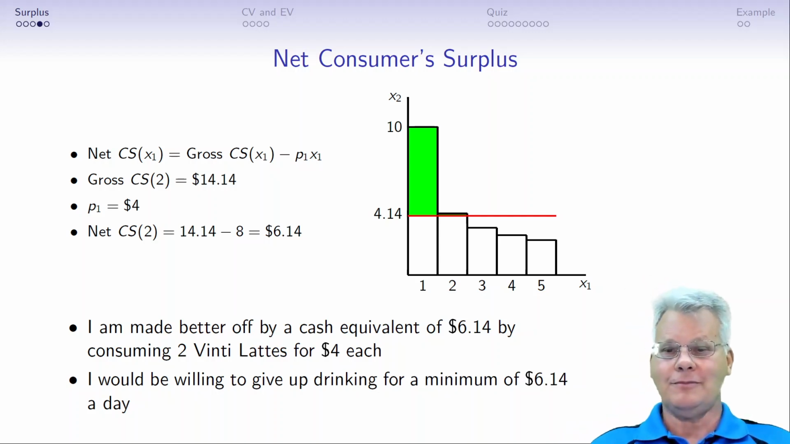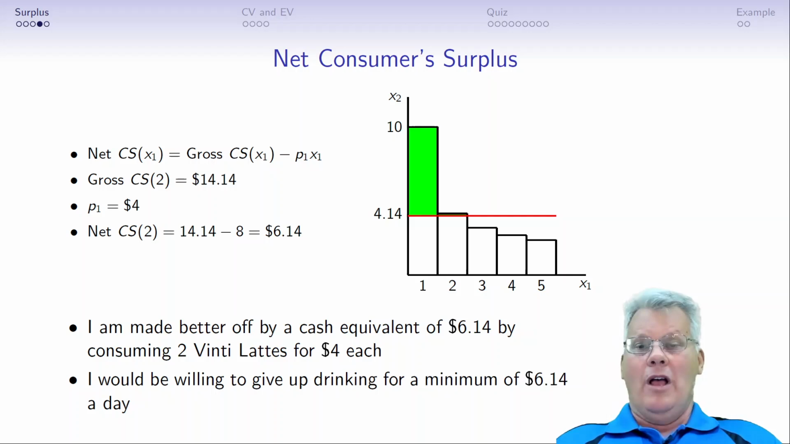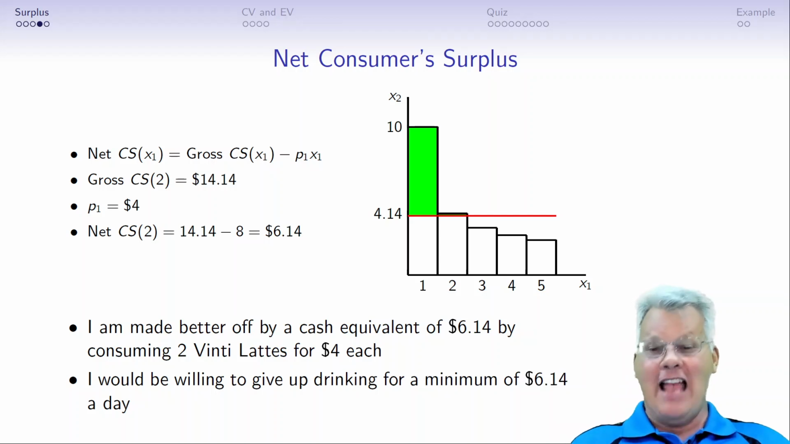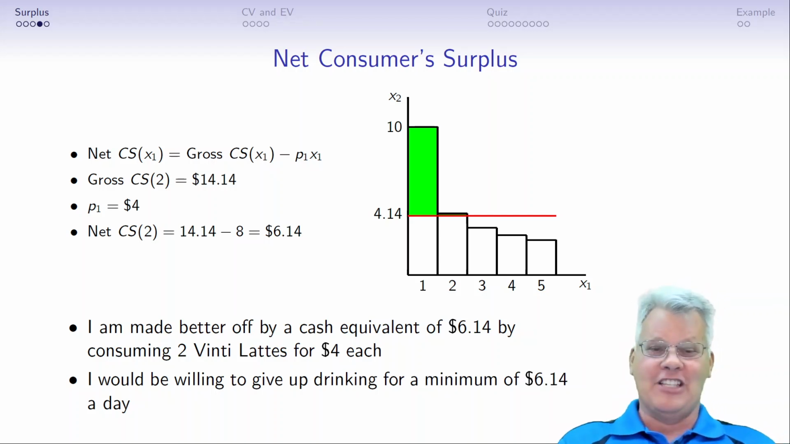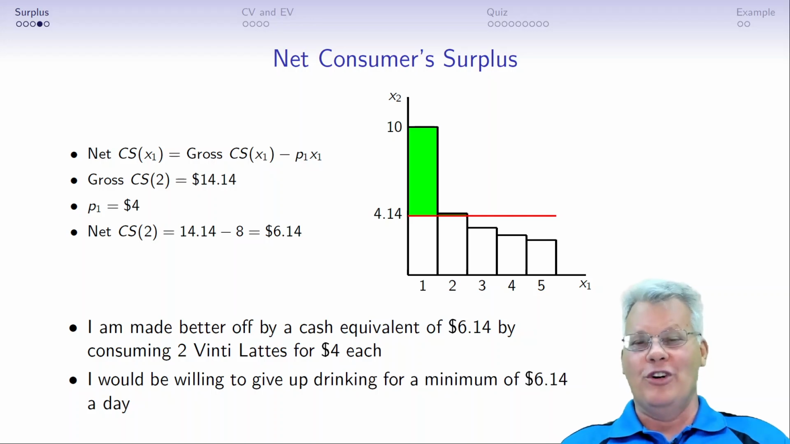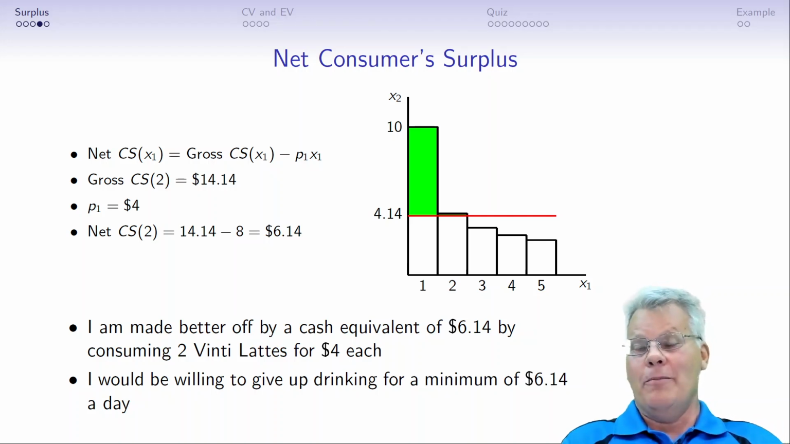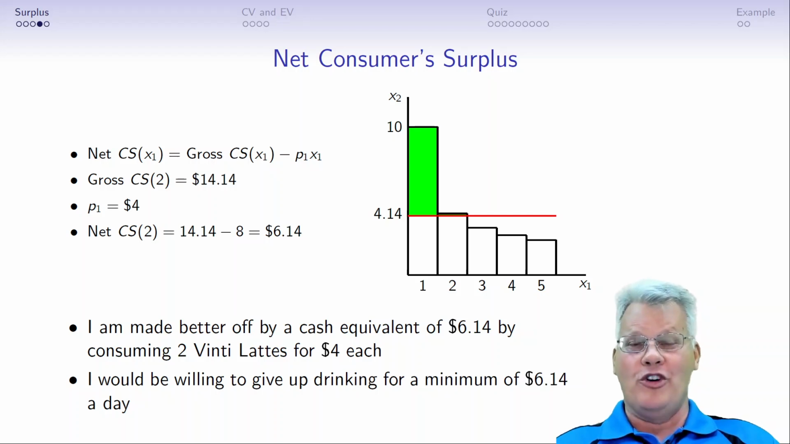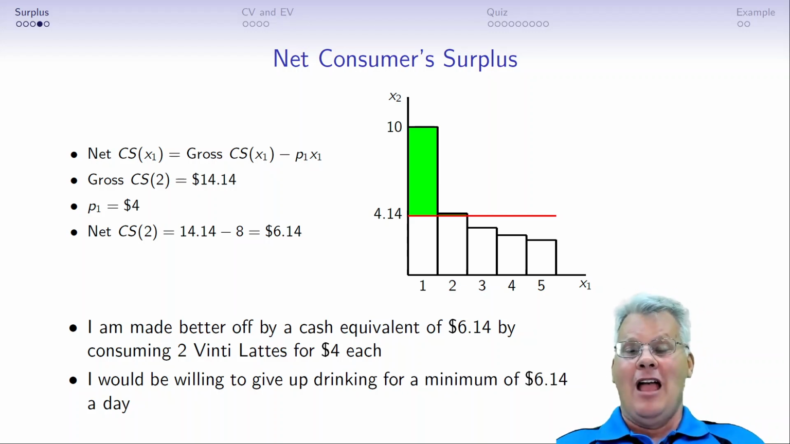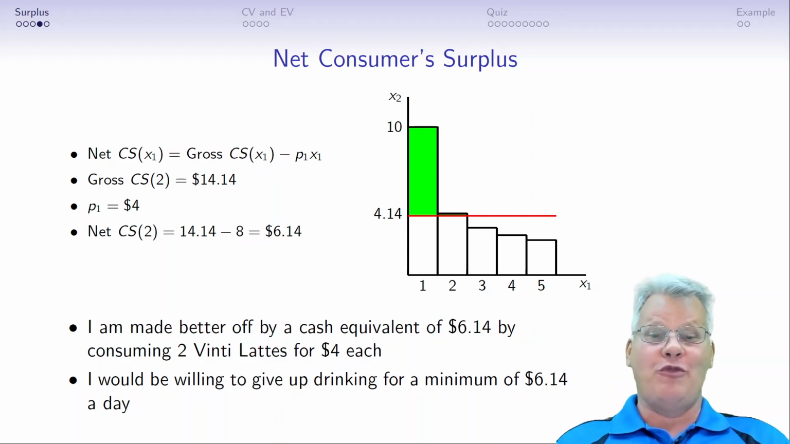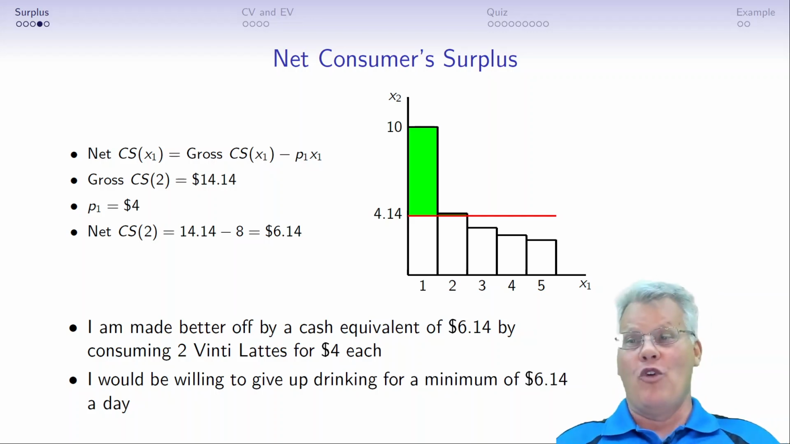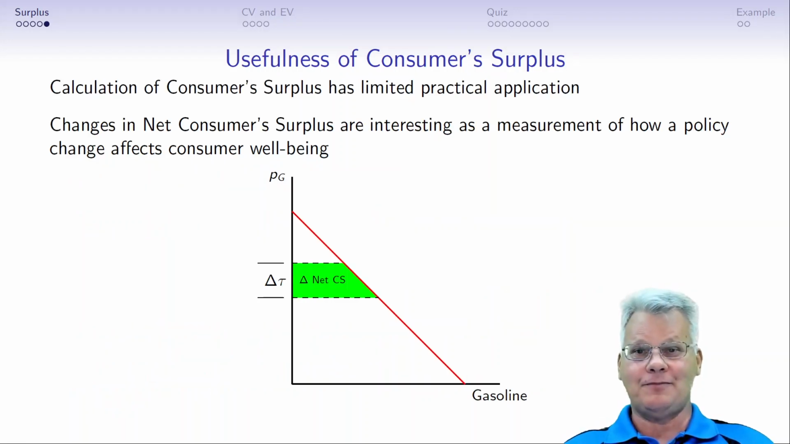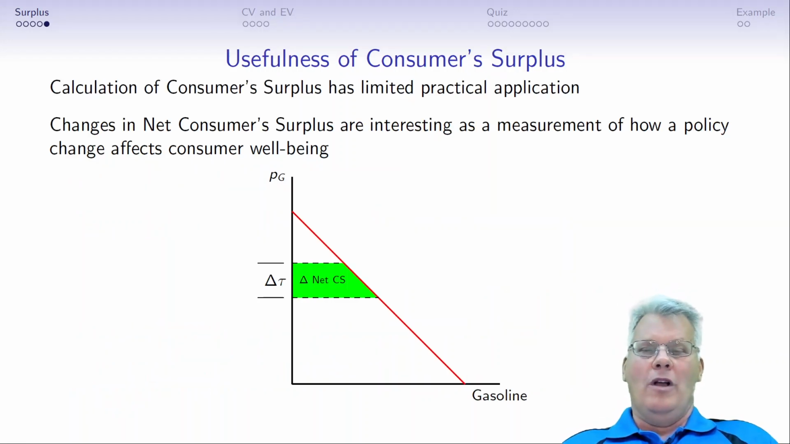Okay. So an alternative way of thinking about net consumer surplus is I'd be willing to give up drinking if someone offered me $6.14. Right? So the ability to buy lattes at $4 and drink as many as I want makes me better off by $6.14. Someone would have to offer me $6.14 to quit before I'd be willing to accept this.